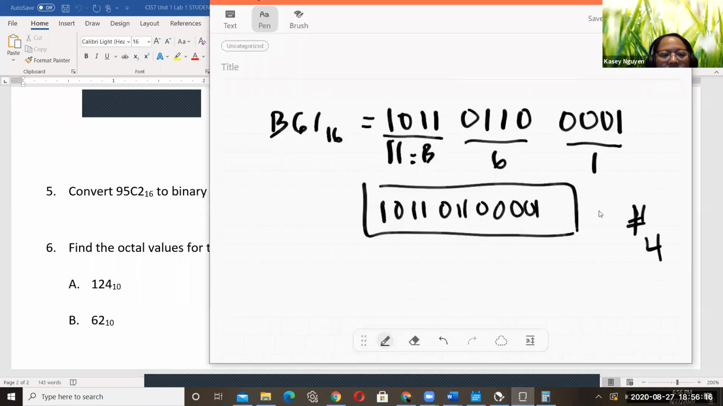And you can try 5, right? 5 has 4 characters, so you have 95C2. So we would start with the 2. 2 is 2, so you would have 0 0 1 0. So I'll help you with working that out.